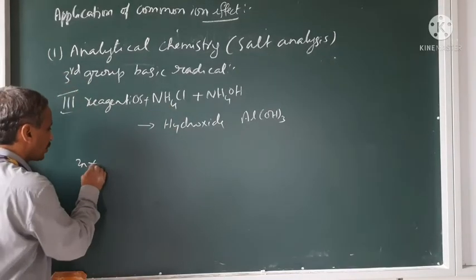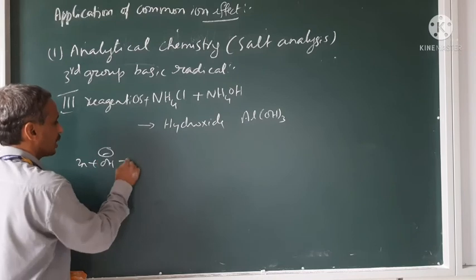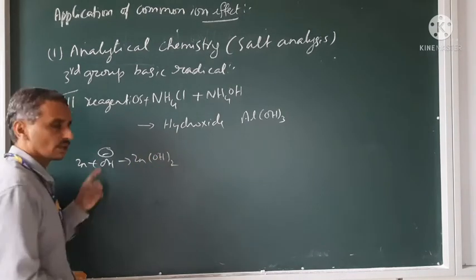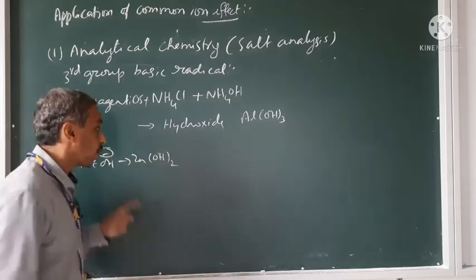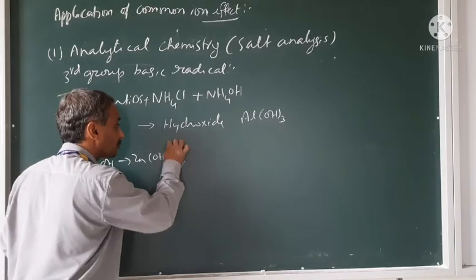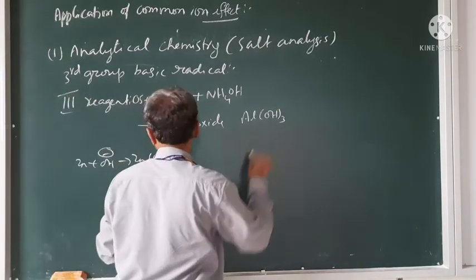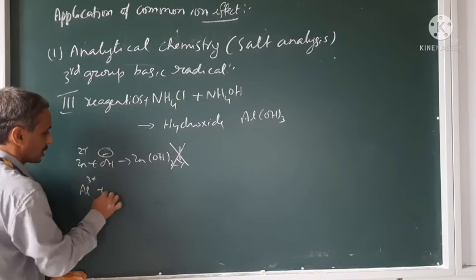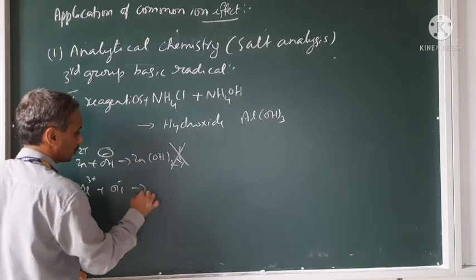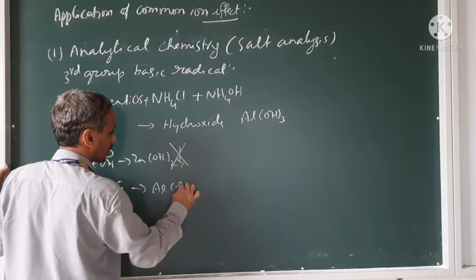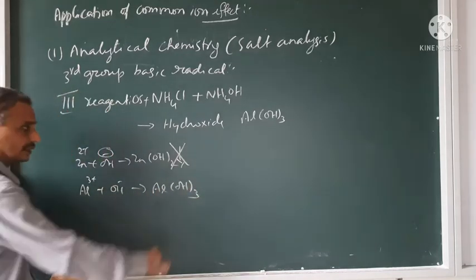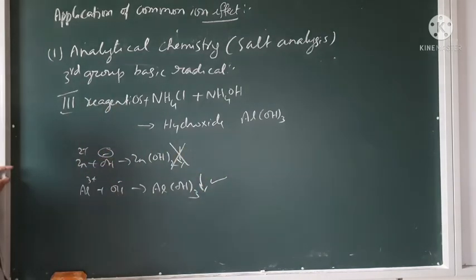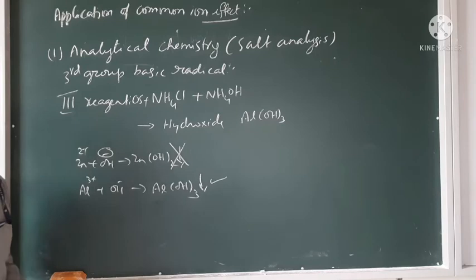Zinc will react with the OH minus and give zinc hydroxide also. Not only aluminium, zinc hydroxide too. The only thing is that this will not precipitate, only this. Al3 plus OH minus gives Al(OH)3. The equation is not balanced. This precipitates, not this. Why this?